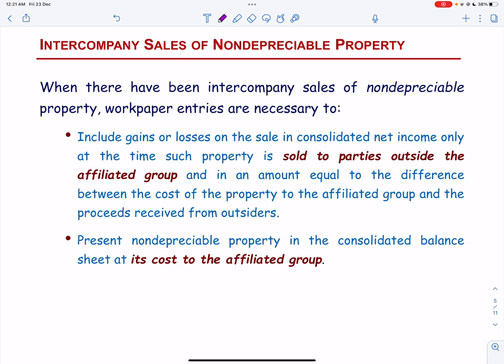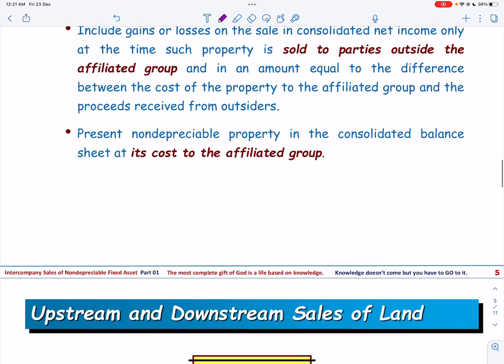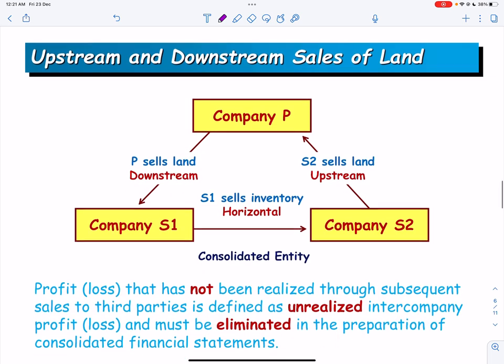This matters in cases where the parent company owns less than 100% of the subsidiary. If the parent company owns 100% of the subsidiary, it doesn't make a difference. Let us talk a bit more about it in the next slide.